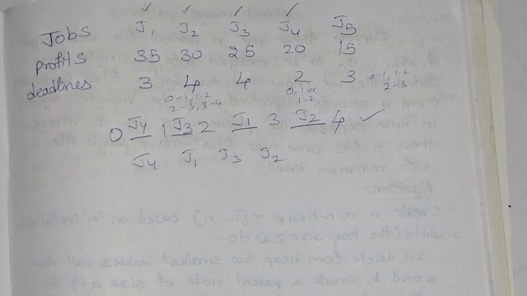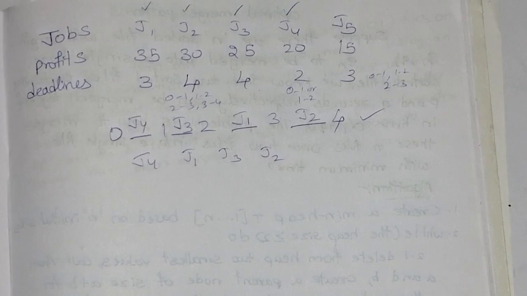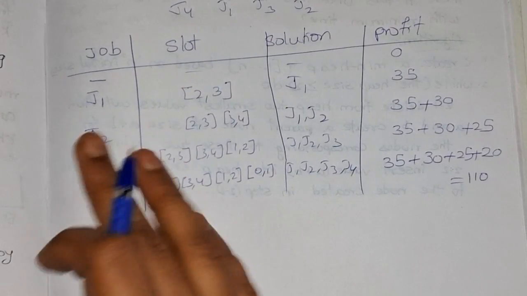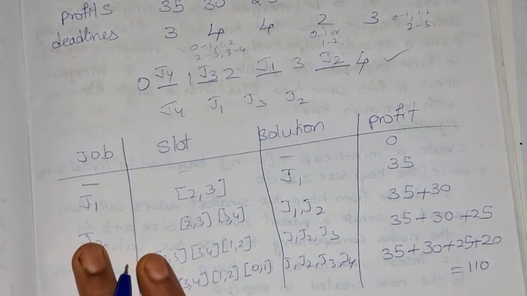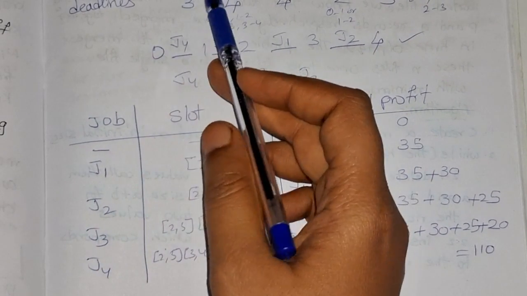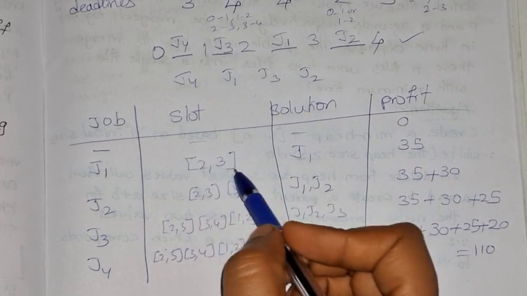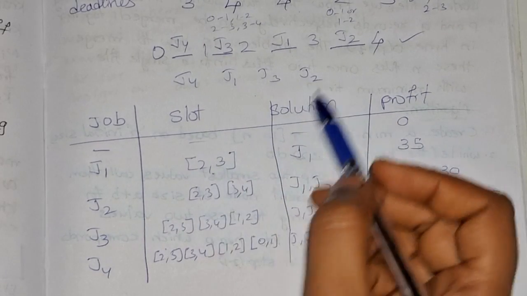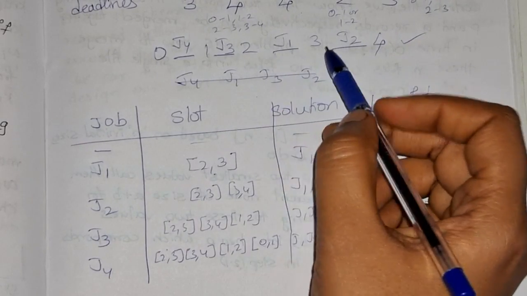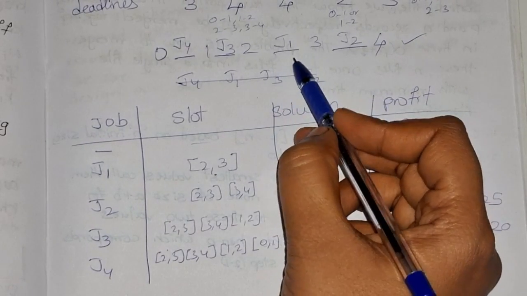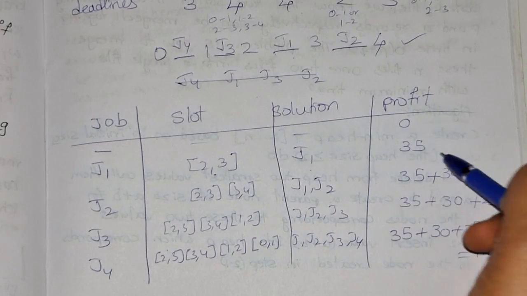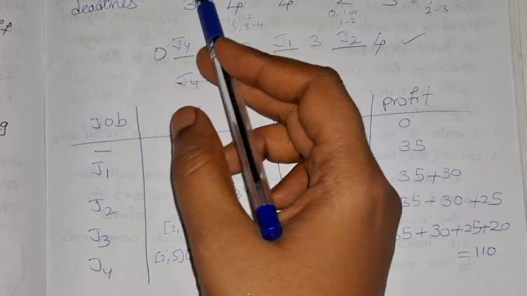We will see how the time slots are allotted here using a table. So now let us see how the jobs are allocated here. First we will consider the job J1, and we are going in ascending order here. Job J1 is allotted which time slot? 2, 3, right? I am not considering this one, I am considering these time slots. So 2, 3 is allotted to job J1, and the solution is J1. The profit of J1 is 35.